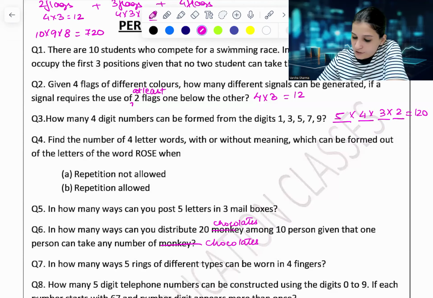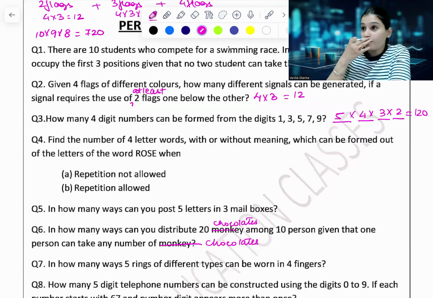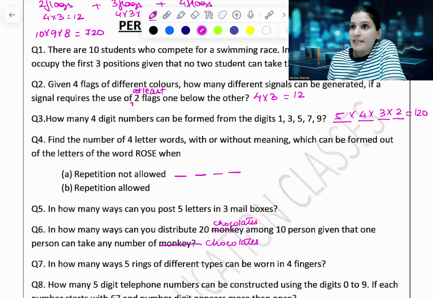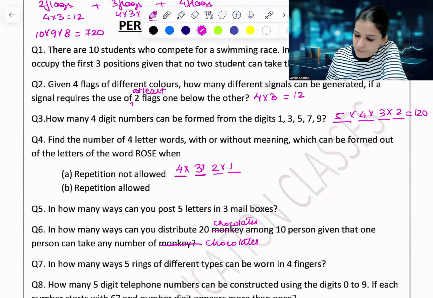Find the number of 4-letter words, with or without meaning, which can be formed out of the letters of the word rose. So I have 4 letters. In the first case, repetition is not allowed. I can use one letter only once. So the first place can be filled in 4 ways, second, 3 ways, third, 2 ways, and 1 way. Total of 24 ways.